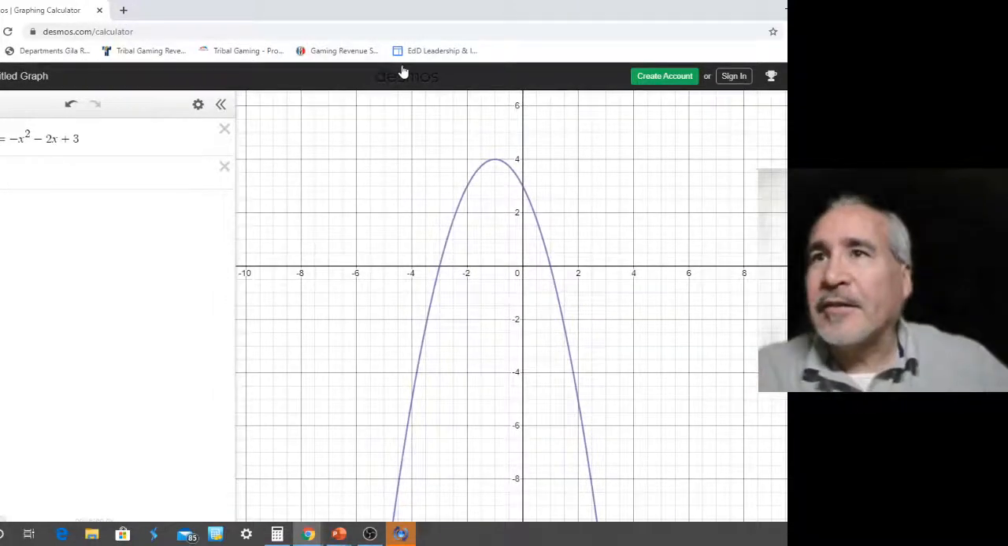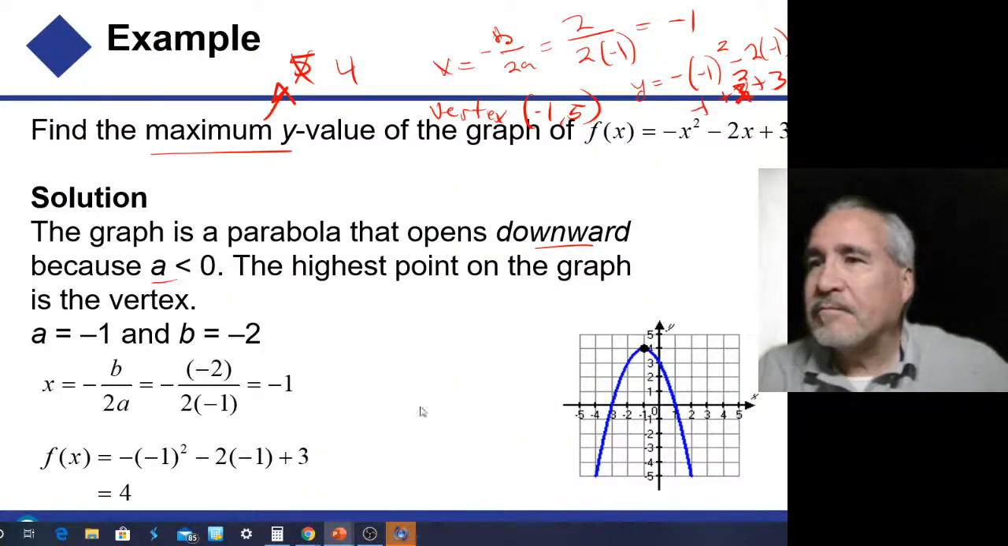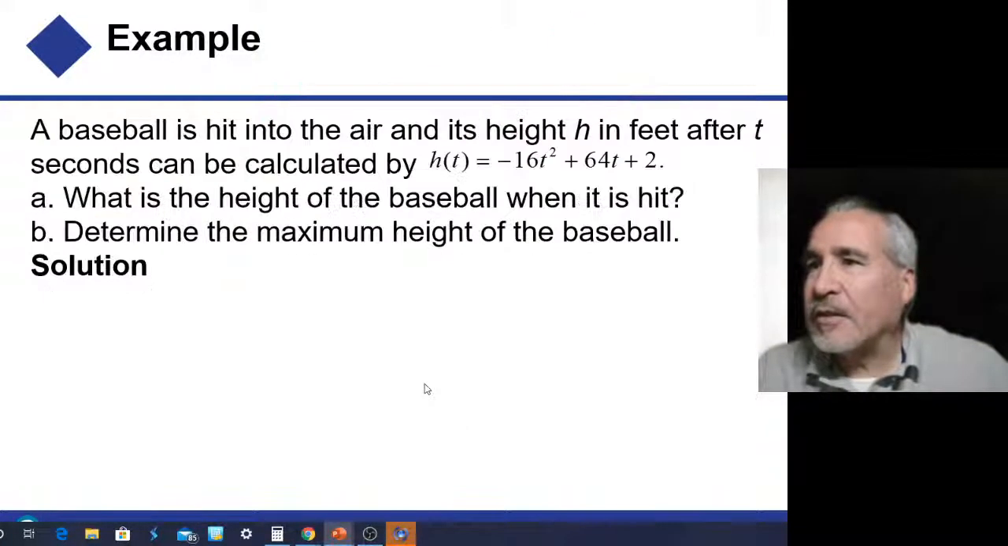Yeah, as long as your mouse is working right. So good, excellent. That's all there is to it.